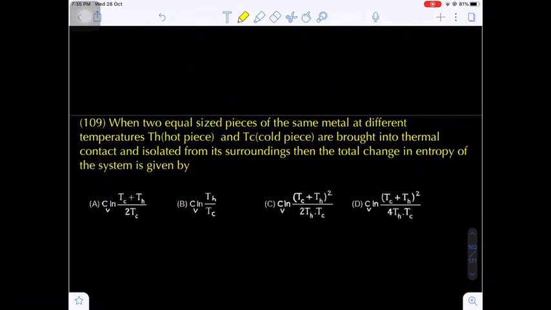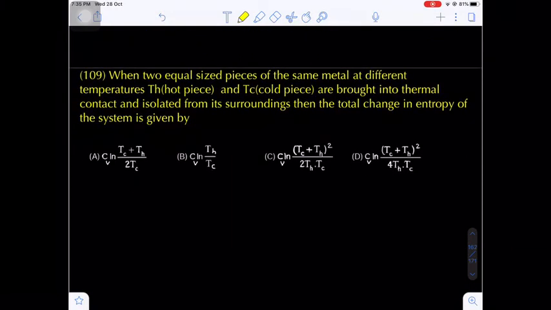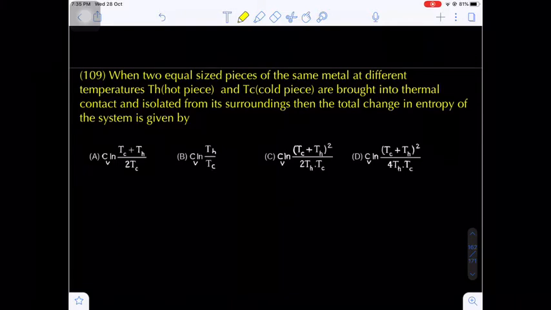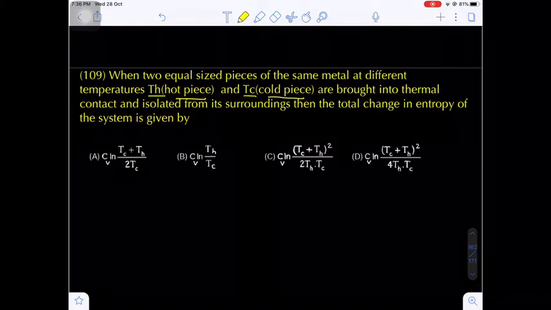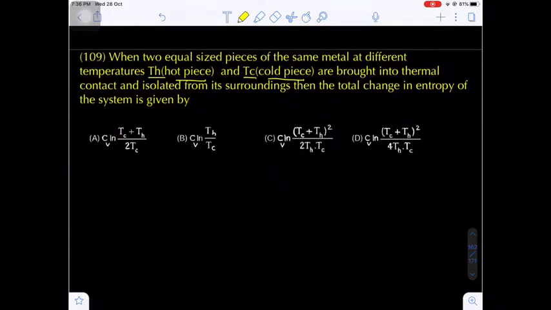Now question number 109: two equal sized pieces of the same metal at different temperatures. One temperature is given, Th, that is the hot piece, that means the body at high temperature, and the second temperature Tc, the cold body temperature, are brought into thermal contact and isolated from the surroundings. Then the total change in entropy of the system is given by.